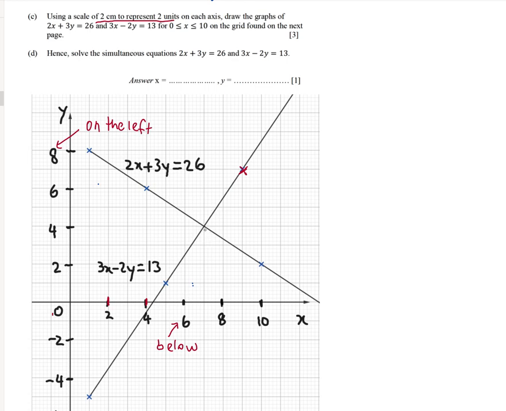The answer, the x value is 7 and the y value is 4.